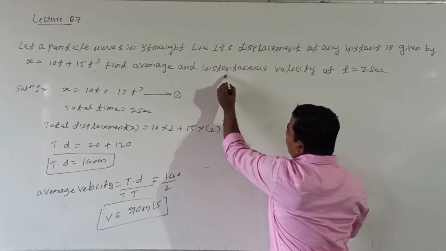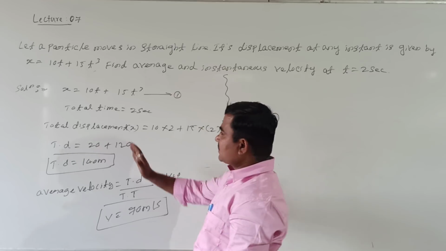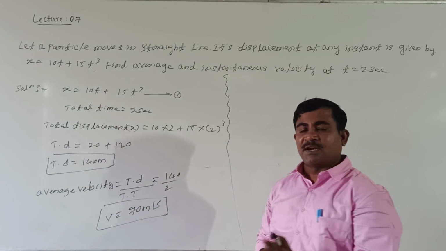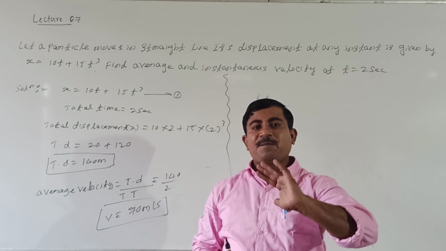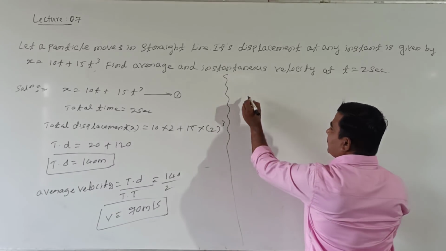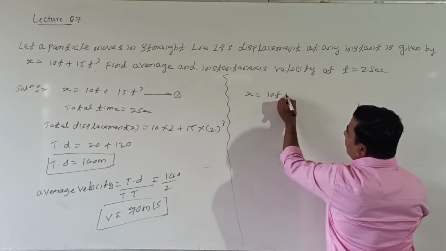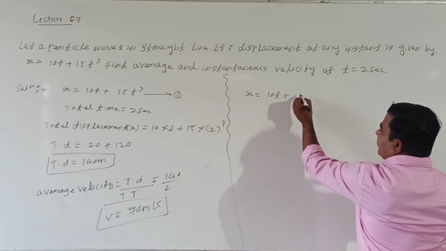Then again, how to calculate instantaneous velocity here? Instantaneous velocity means the rate of change of displacement. What is the equation given here? x equal to 10t plus how much?